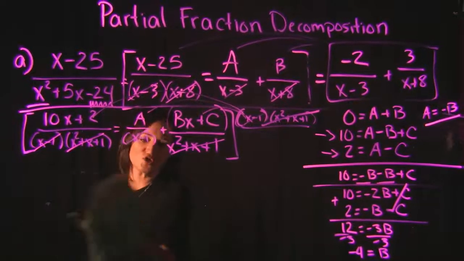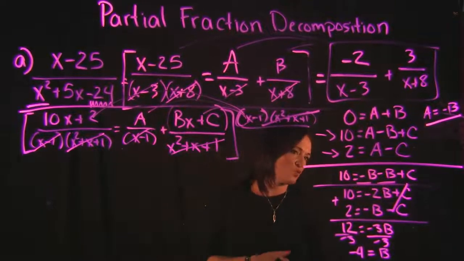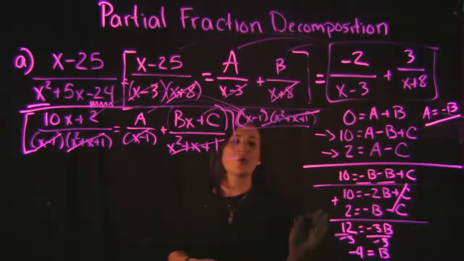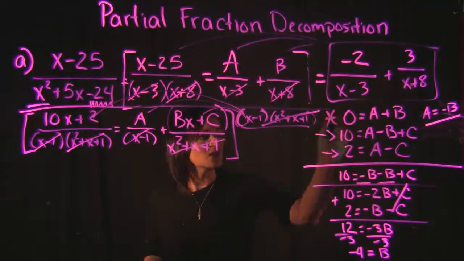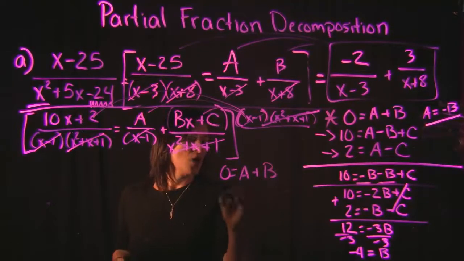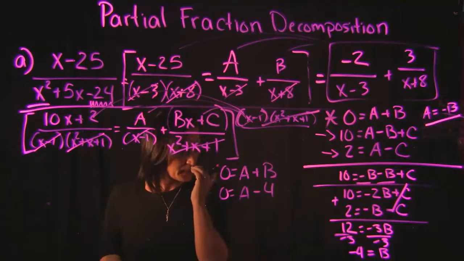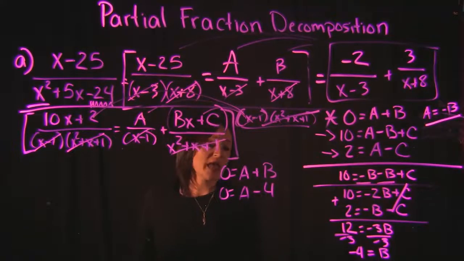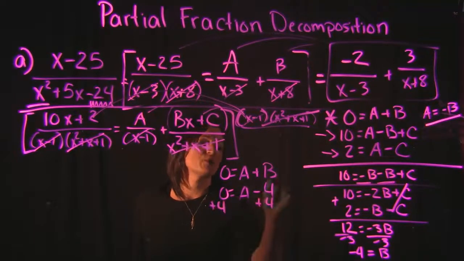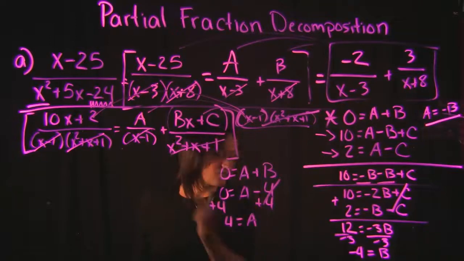Okay, so now we need to figure out what a and c are. So I'm going to go back up to this first equation here. 0 is equal to a plus b. We now know that b is equal to negative 4. So if we plug it in there, all we have to do is add 4 to both sides, and we get that a is equal to a positive 4.